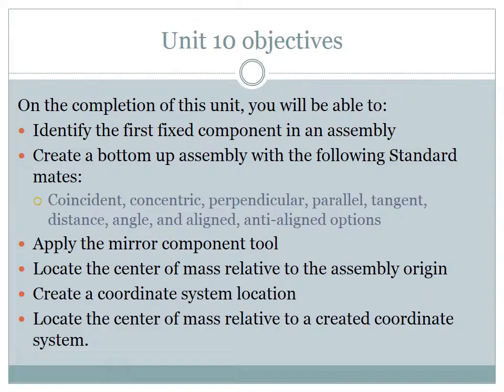By the end of this unit, you should be able to identify the first fixed component in an assembly, create a bottom-up assembly with the following standard mates: coincident, concentric, perpendicular, parallel, tangent, distance, angle, and aligned and anti-aligned options. Apply the mirror component tool, locate the center of mass relative to the assembly origin, create a coordinate system location, locate the center of mass relative to a created coordinate system.